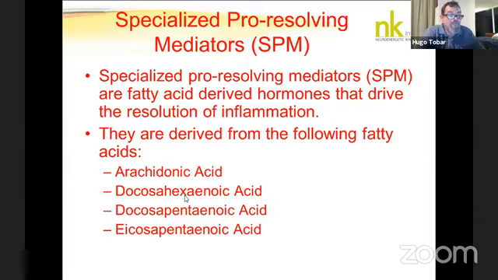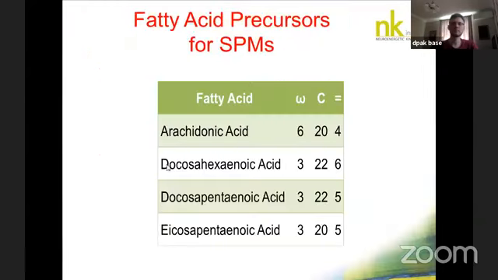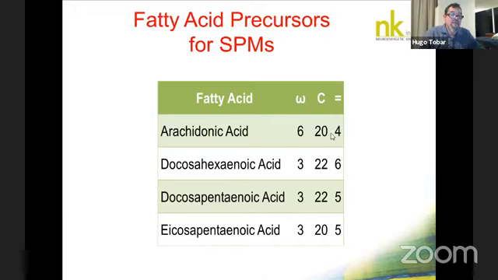These fatty acids here are omega-3, except arachidonic acid, which is omega-6, but they're mainly omega-3. You can see here arachidonic acid, this is the omega-6. It's got 20 carbons and 4 double bonds.